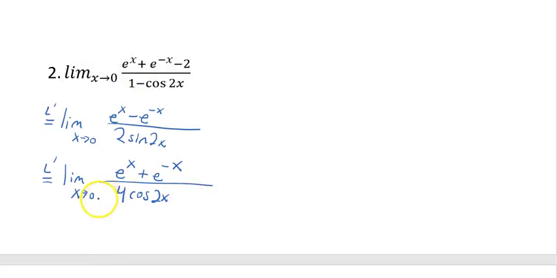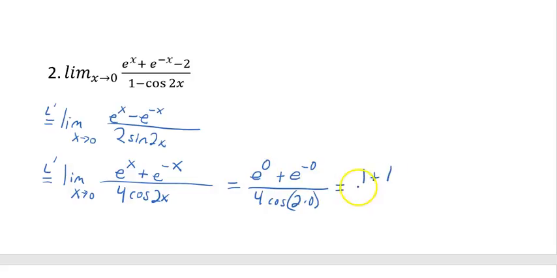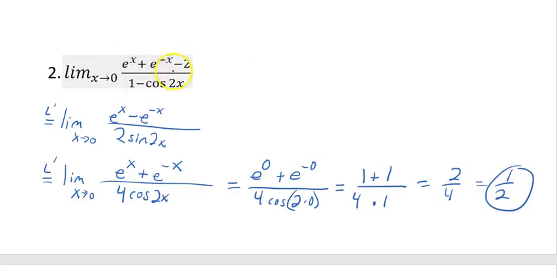Now, if I plug 0 in, I get 1 plus 1 on top. So I know that I am out of the indeterminate forms. e to the 0 plus e to the negative 0 over 4 cosine of 2 times 0. So again, that gives me 1 plus 1 on top. On the bottom, I have 4 times the cosine of 0, and the cosine of 0 is 1. So I have 2 over 4, which is 1/2. And again, this would be the y value that your original graph is going to at 0.